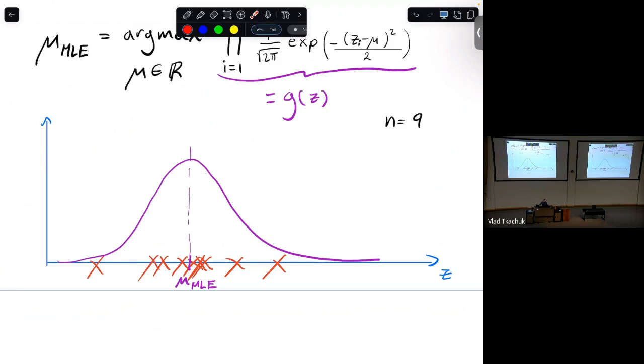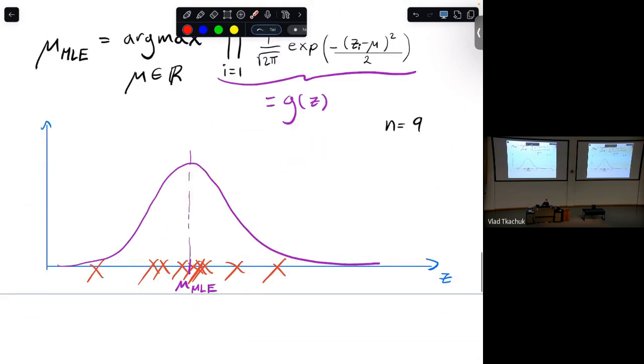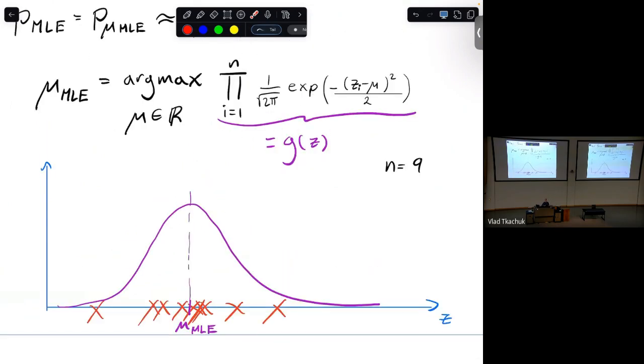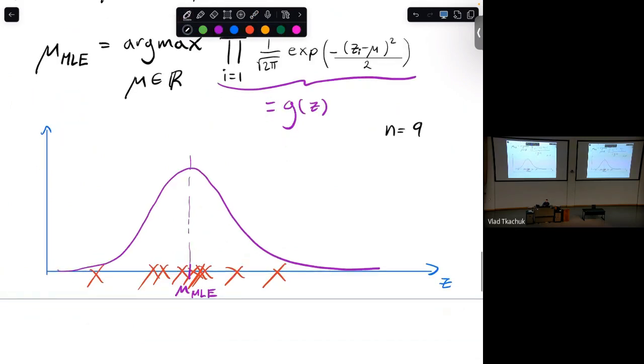Can we, just for fun, have a guess at what the mu MLE is going to be before solving this problem, like the actual closed form expression of it? Because I'm going to give it away, which is that it's almost obvious what you would expect it to be. Is there anyone that wants to guess what this might be?